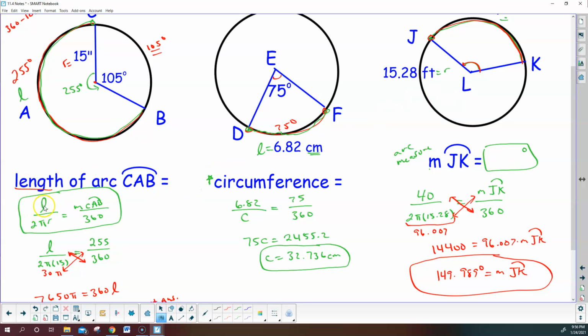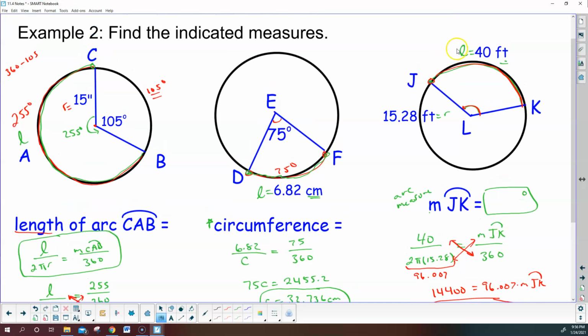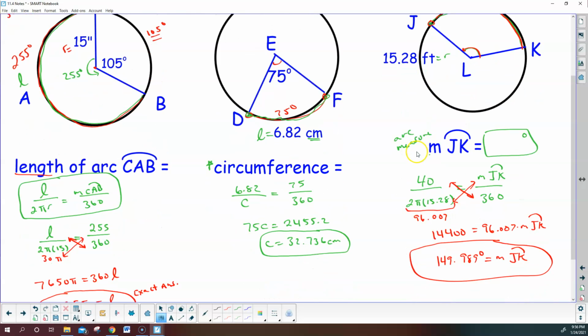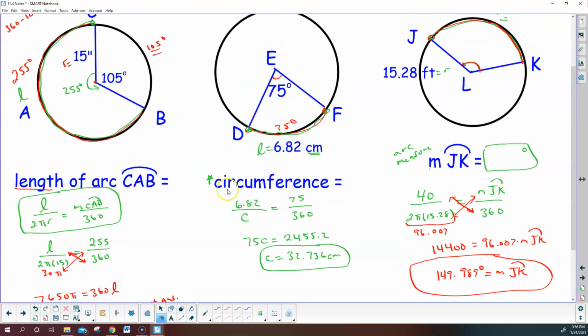Sometimes we're looking for arc length. Sometimes we're using the arc length to find the circumference. Sometimes we're using both the arc length and the radius to find the measure of the angle. Okay. Now notice, what if I asked you to find the radius here? I should have maybe talked about that here.